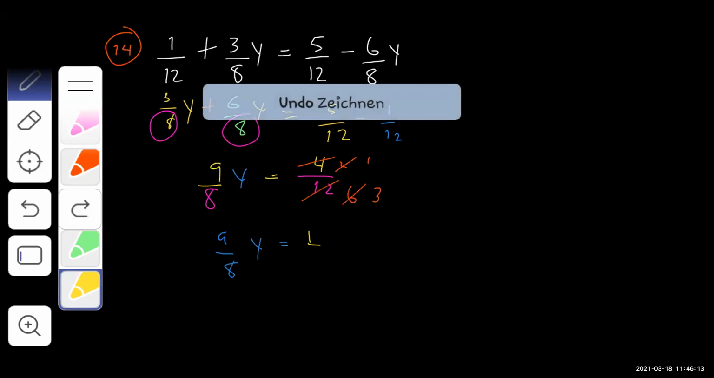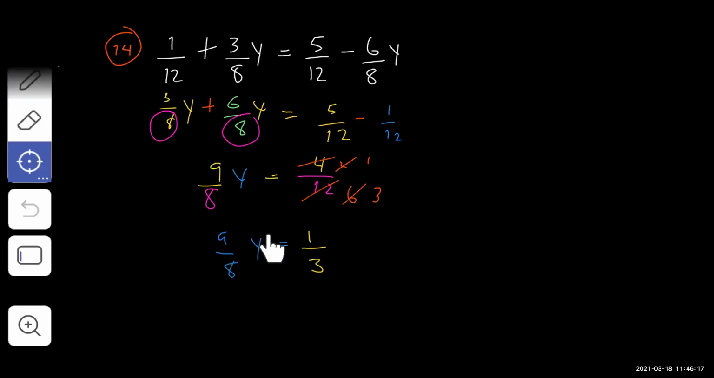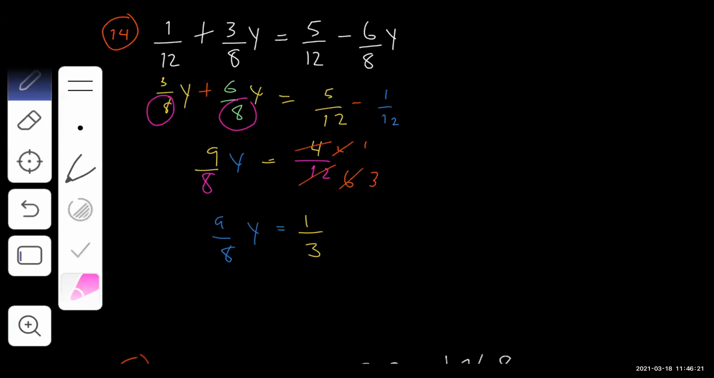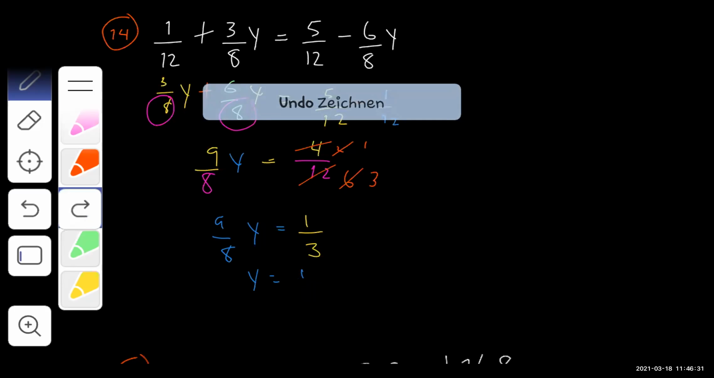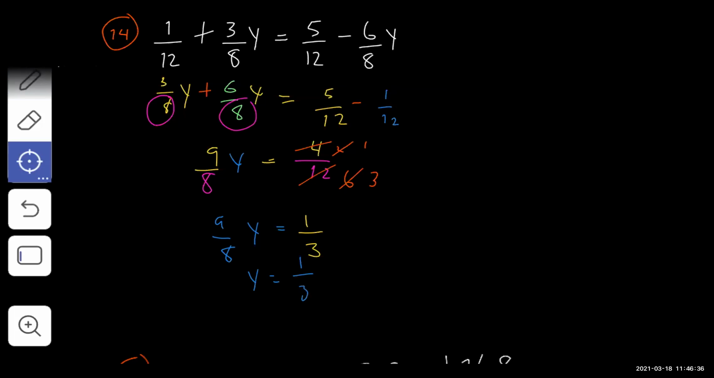Then again, my y is not alone, guys, and my main goal is to leave y alone. Y is going to be equal to, I'm going to copy the 1/3. Okay, let's forget about the 8. Focus on the 9, guys. What is this 9 doing?